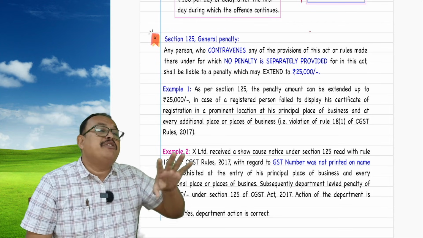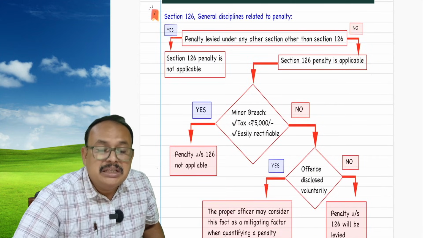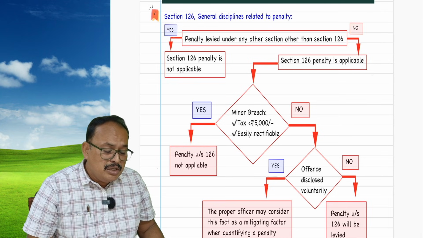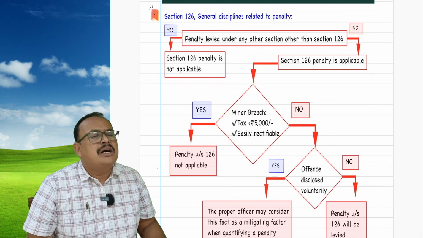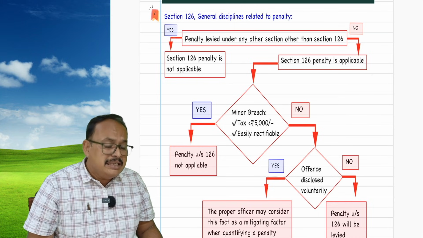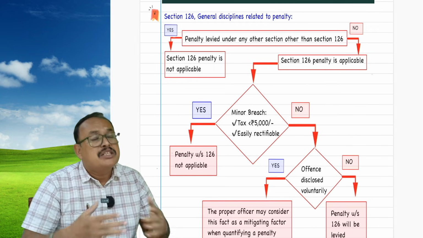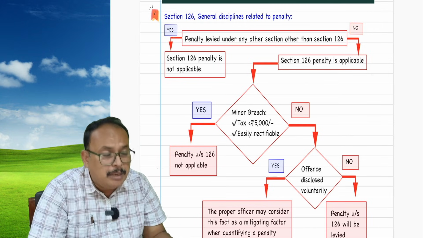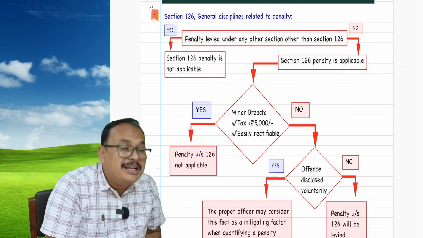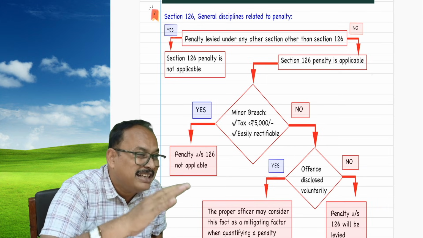General penalty, section 125, talks about up to rupees 25,000 CGST as a general penalty where no specific penalty has been imposed. Section 126 talks about nothing but what? It is a penalty. Is it a minor breach, therefore waive the penalty, or is a penalty leviable for any offences where specifically no penalty is prescribed? That penalty will come under 126. What is the amount of penalty? As per CGST, 25,000 maximum. SGST, 25,000 rupees. Maximum, 50,000 rupees.